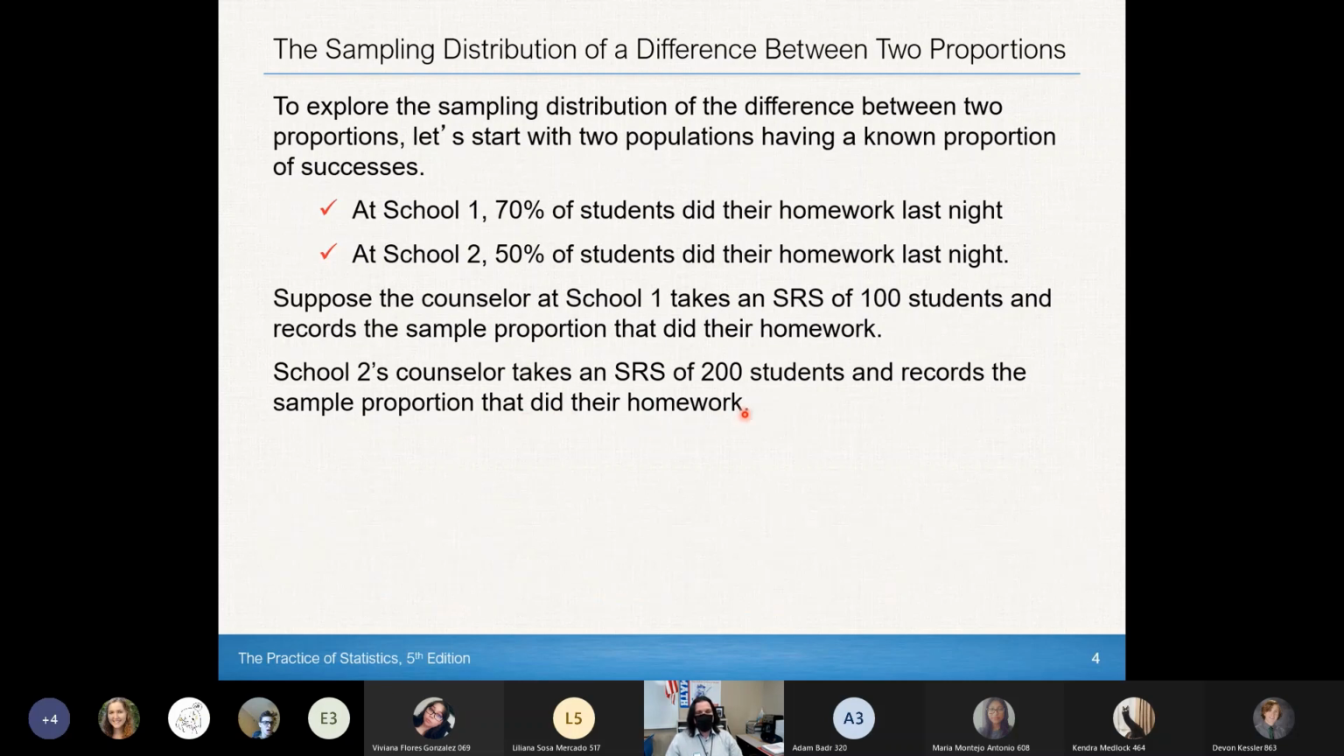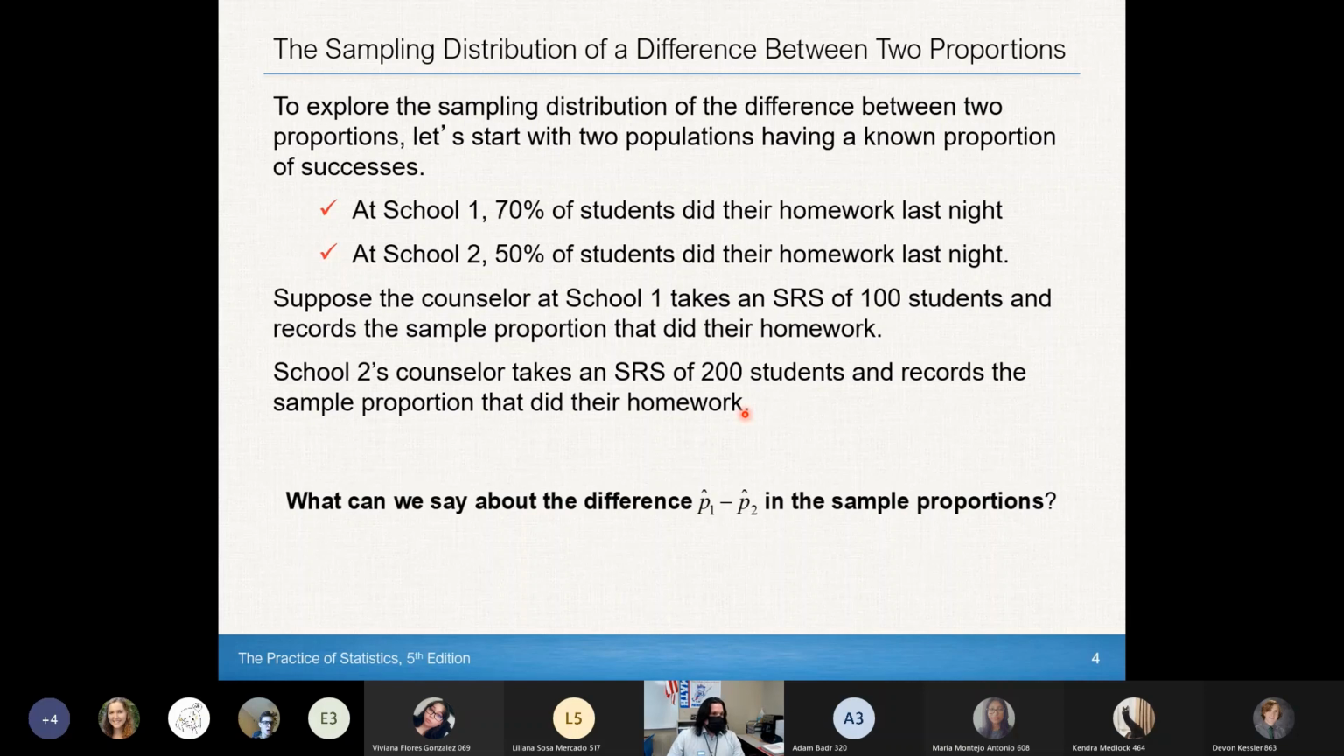Notice in this scenario, the sample sizes from each population do not need to be the same. We don't need to take an SRS of 100 from each school. We can do different amounts. What can we say about the difference p hat 1 minus p hat 2 in the sample proportions? So this is what we're going to explore.